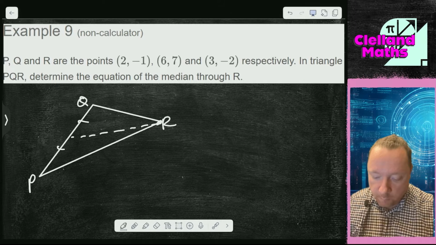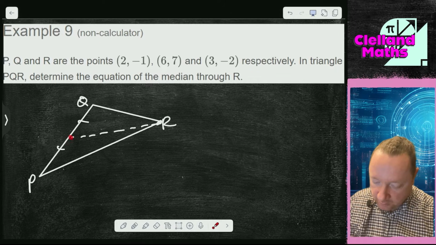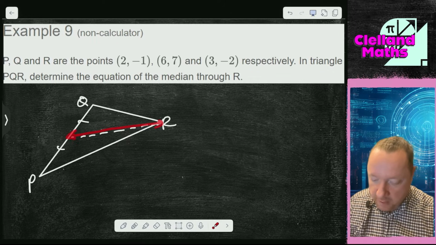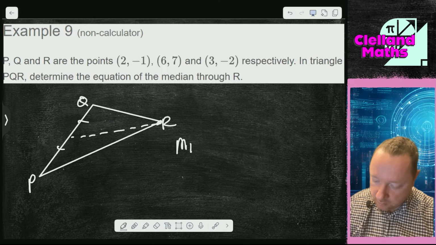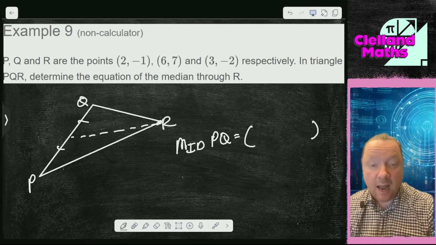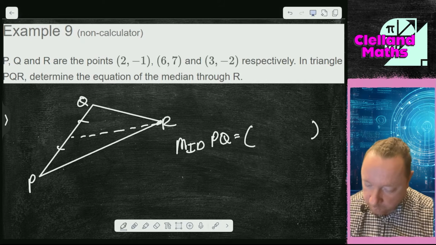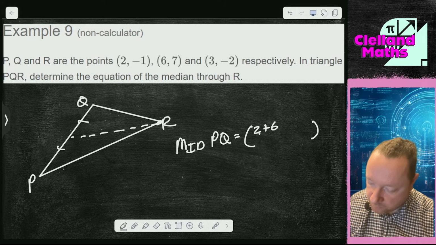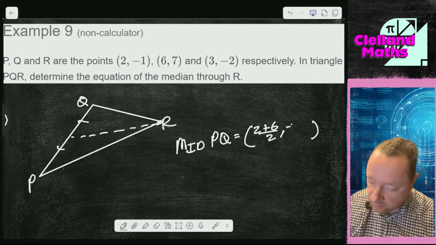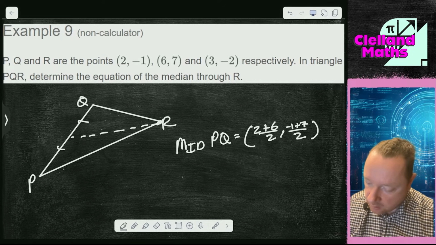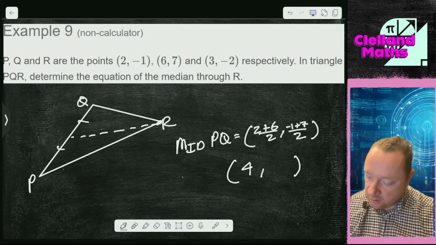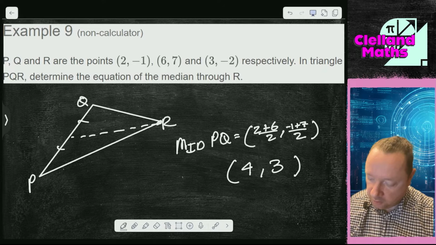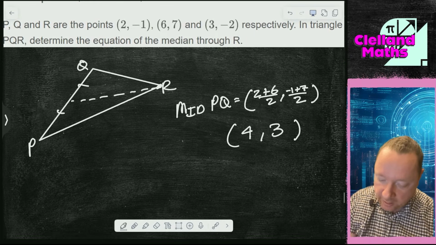I need to know the midpoint of PQ. Because if I know the midpoint, then I can use the gradient between them and then y minus b is m(x minus a). So midpoint of PQ, remember to find the midpoint, you add the coordinates and halve them. So 2 plus 6 divided by 2, minus 1 plus 7 divided by 2. 2 plus 6 is 8, divided by 2 is 4, 7 minus 1 is 6, divided by 2 is 3. So there's our midpoint, so we'll just call that M.